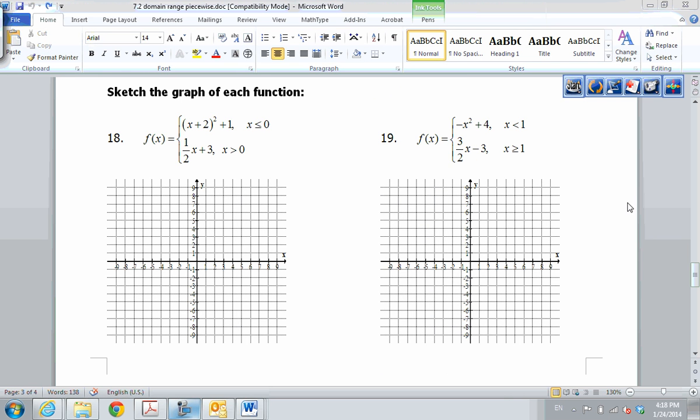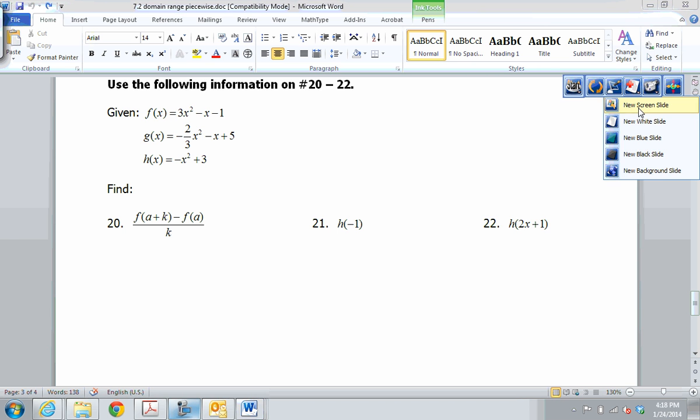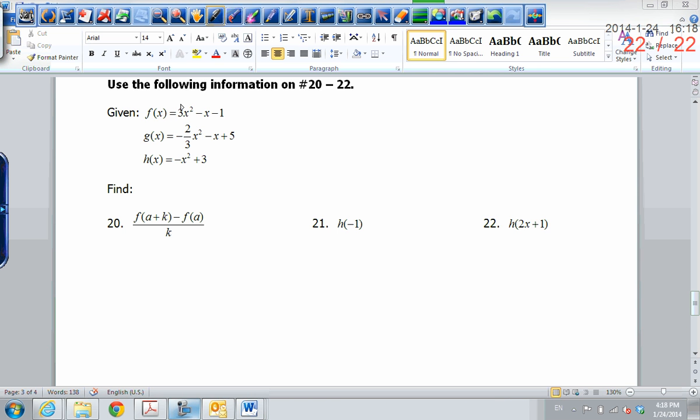The last thing we're evaluating. So number 20 is a pretty challenging problem. All we're doing is taking a plus k and putting it in for every x, so there and there. Then we're going to take a and subtract it there and there. So I'm going to let you do that one because that one's a lot of fun.